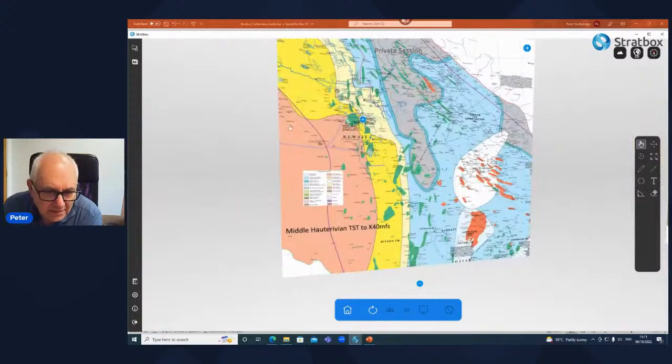The orange through yellow coloration means clastic depositional environments. So essentially the orange through dark yellow, pale yellow means continental through shallow marine clastic systems.